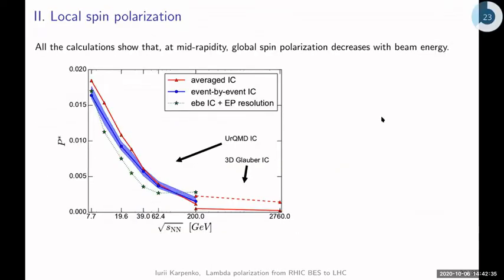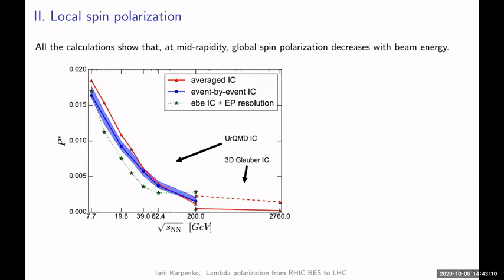So now I'll be slowly going to the local spin polarization. Actually, I'm already running mostly out of time. So on this slide, I wanted to show the point that the overall trend of decrease of polarization with collision energy leads to the natural conclusion that at LHC energies there is probably no polarization which can be observed by the experiment, because the global spin polarization might simply fall out of the experimental sensitivity.